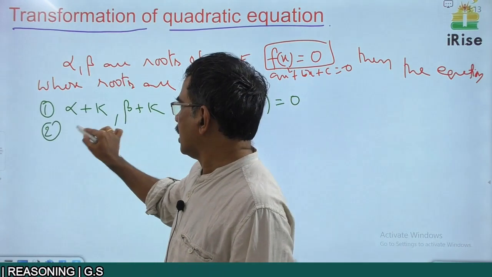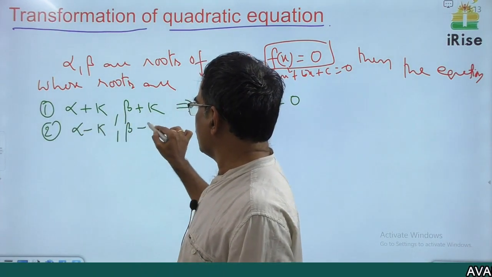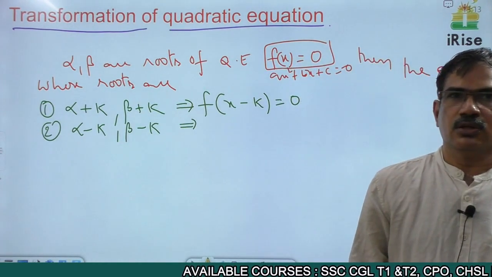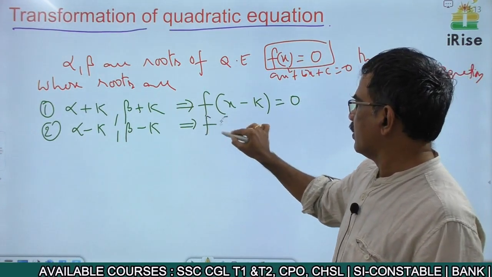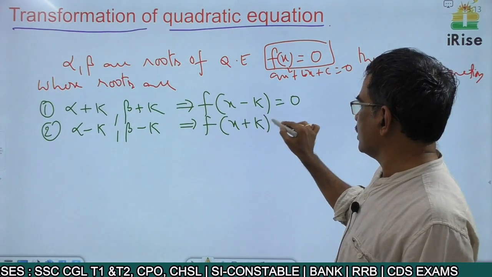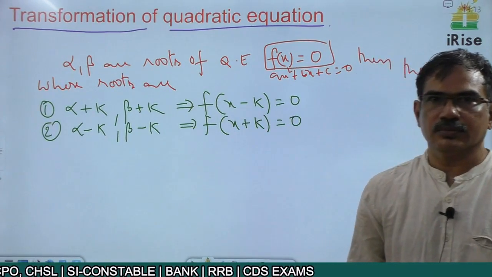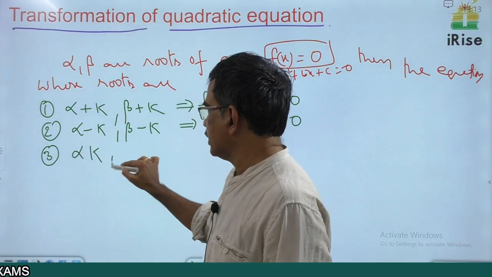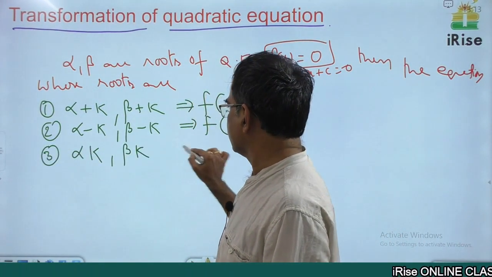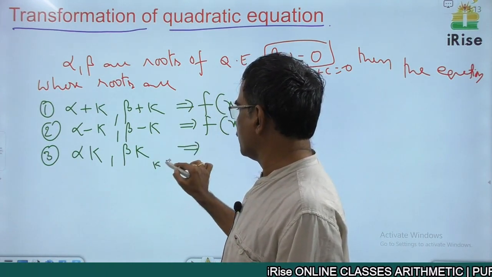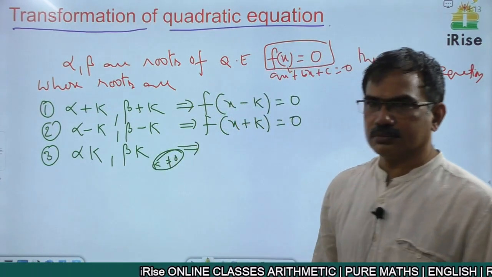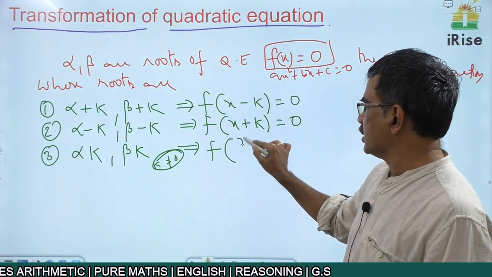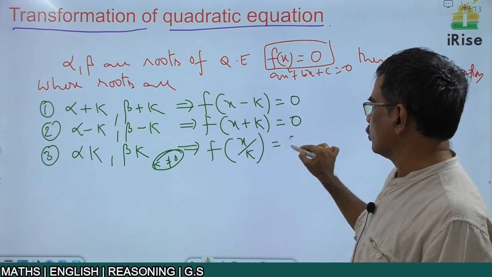Second one, alpha minus k comma beta minus k. If each root is decreased by k, what is the new equation? F of x plus k is equal to 0. Third one, if each root is multiplied by k, here k not equal to 0 please, then the new equation is f of x by k is equal to 0.